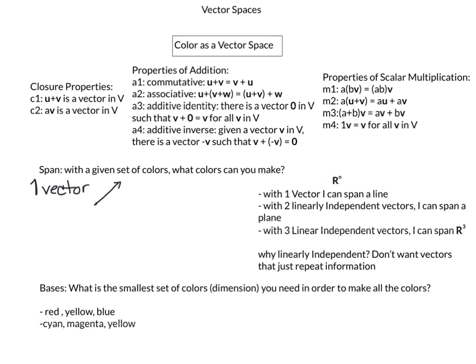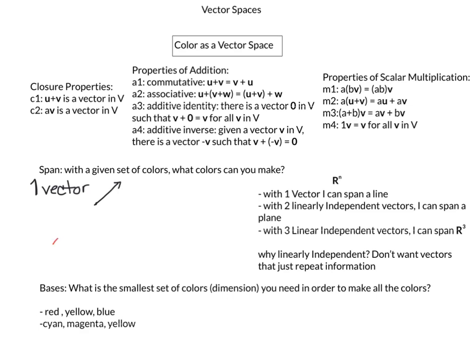So let's say we have one vector, and that one vector can span a line. Let's just say this is my vector, right? I can't add it to any other vector. There's only one vector in my set. So that's the one vector. So what can I do?